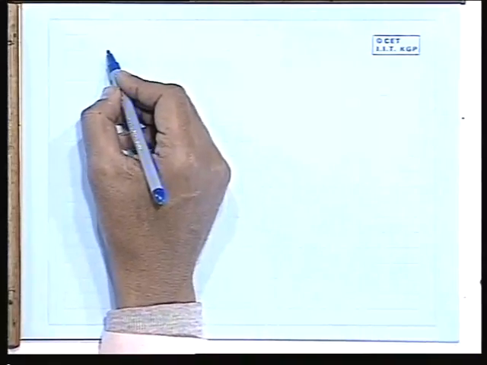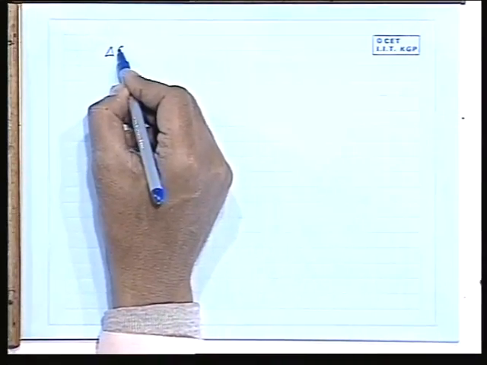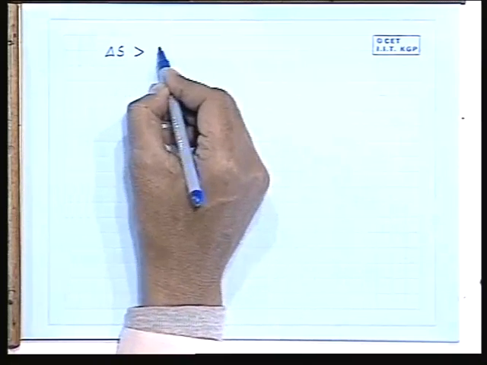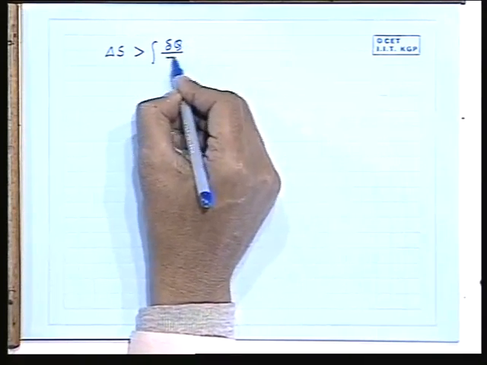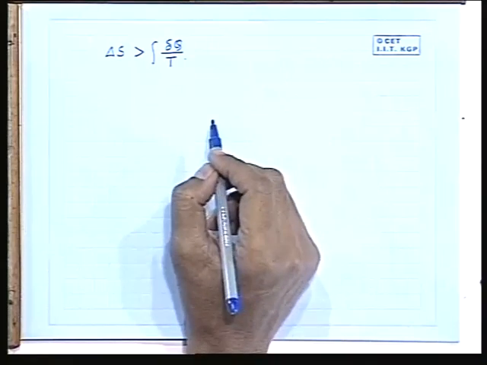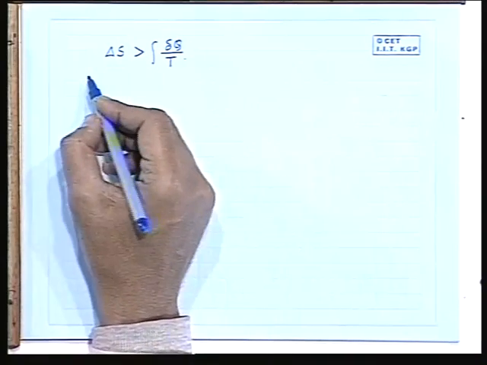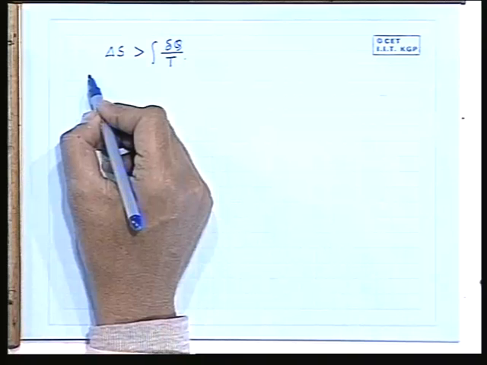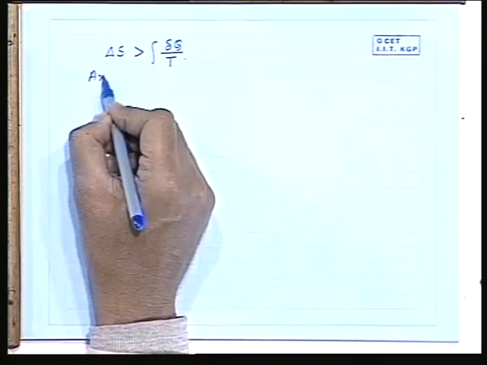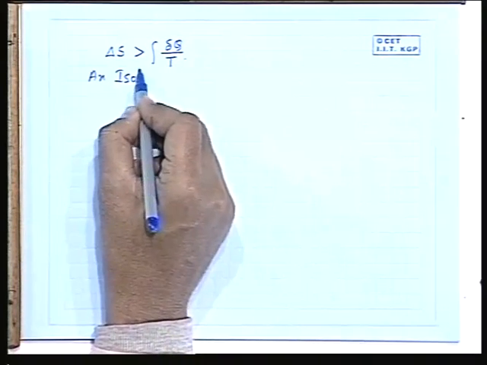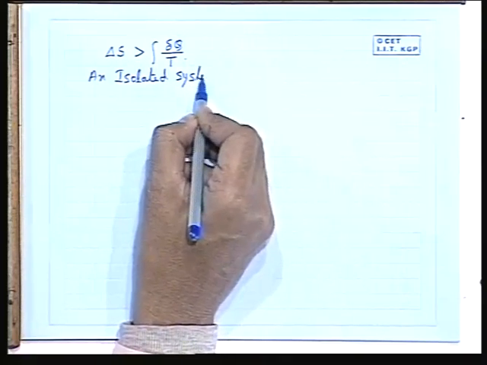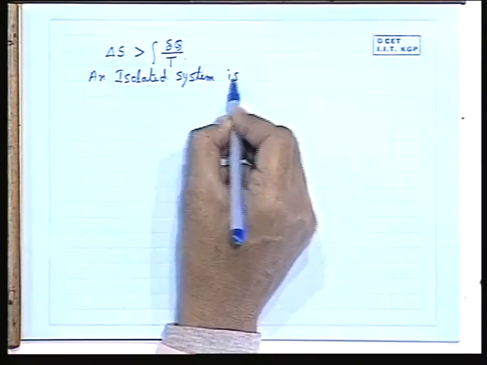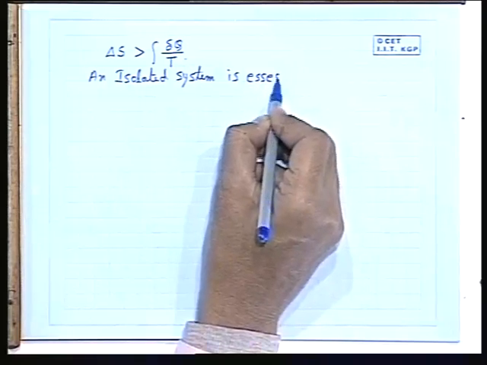Now, again I start a repetition of the earlier thing, that delta S for any process is greater than the integral of delta Q by T. And now, with this, we deduce something about an isolated system. What is an isolated system? An isolated system is essentially adiabatic.